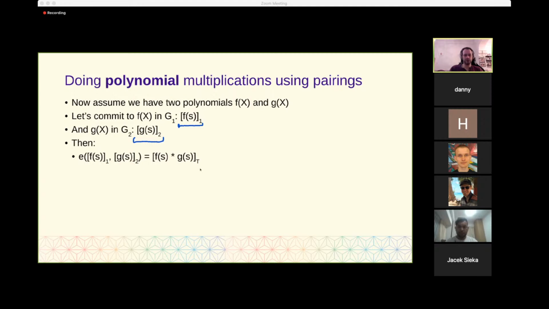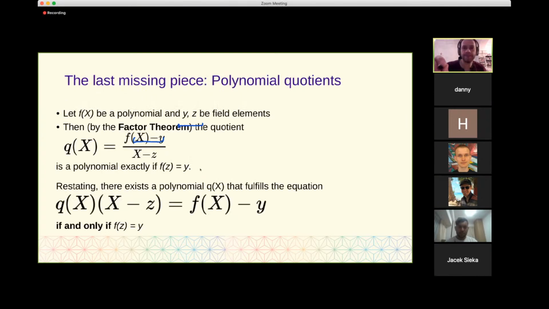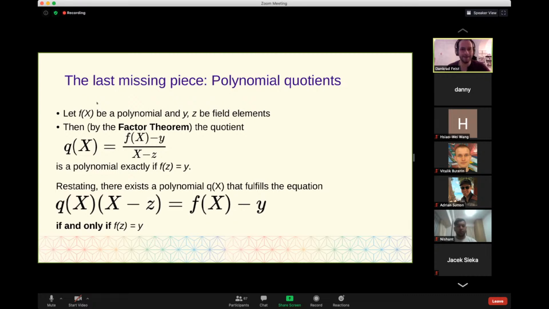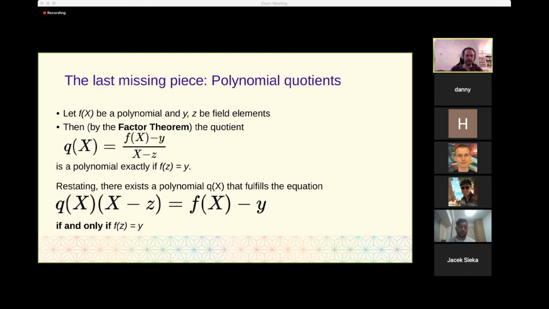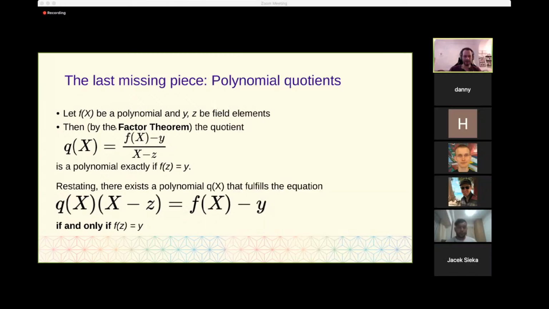Cool. Okay, so why is this useful? Well, we need one more missing piece. Then we've got how KZG proofs work. So if we have that f of x is a polynomial and y and z are two field elements, then by the so-called factor theorem, which is a fancy name for a result that you can very easily prove using long polynomial division, if you want to check it, Google it, it's a very easy proof.